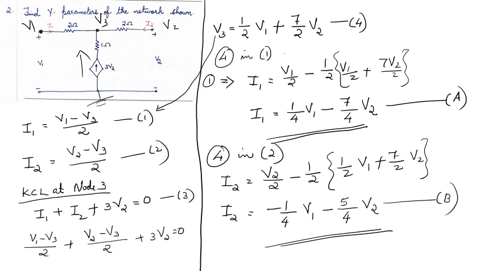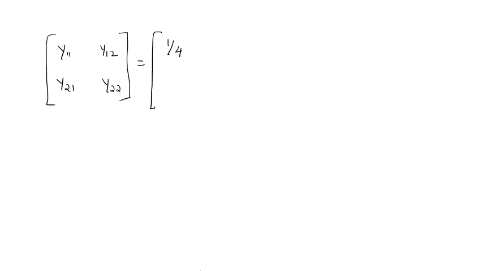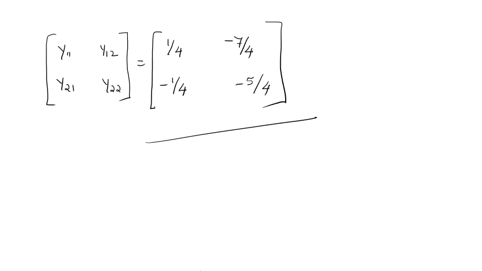Next step is compare equations A and B with the Y parameter equation. Then we will get the values for Y11, Y12, Y21 and Y22 like this, equals 1 by 4, minus 7 by 4, then minus 1 by 4 and minus 5 by 4. These are the Y parameters.